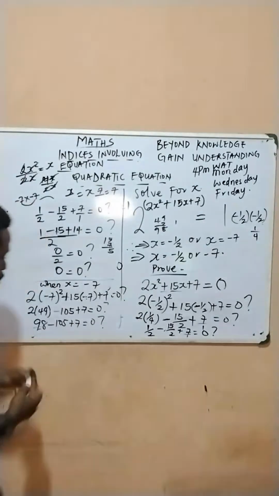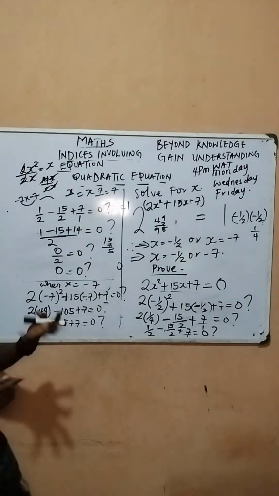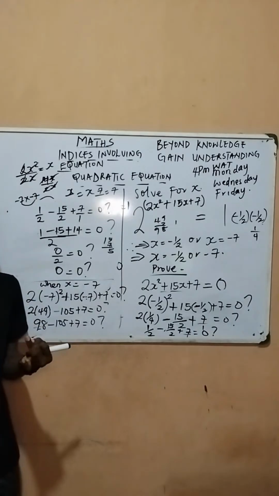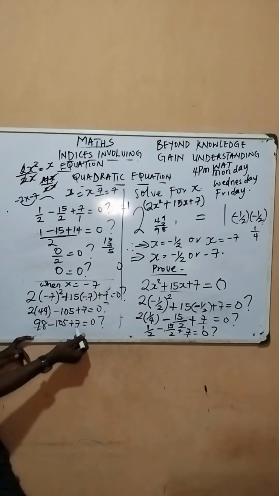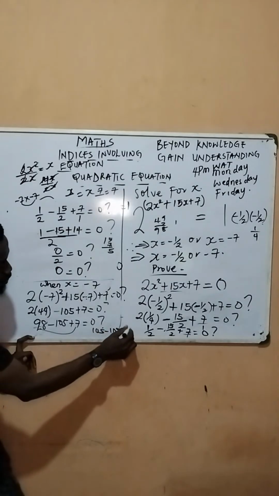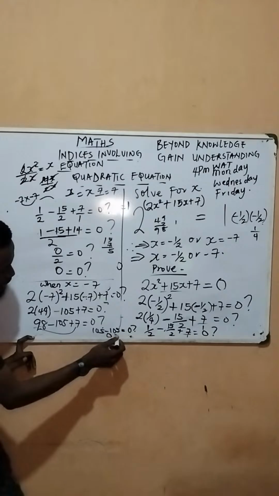We are about to find out. Well, if I add 7 to 98: 98, 99, 100, 101, 102, 103, 104, 105. So if I add this together, it's going to give me 105 minus 105. Is it equal to 0? Yes, because 105 minus 105 is equal to 0.